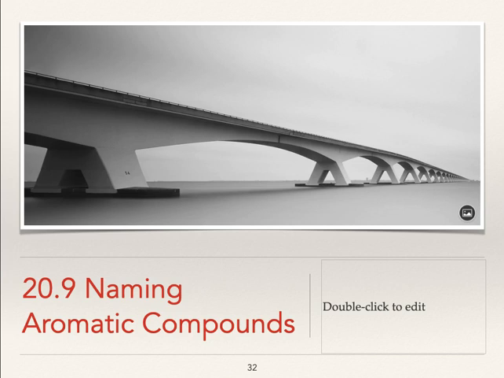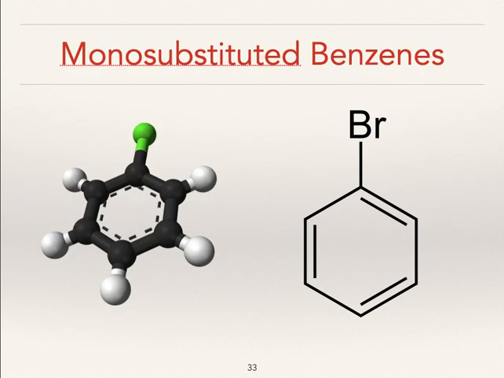Hi guys, in this section we're going to learn how to name aromatic compounds. What we're going to do is take a look at benzene, and you may recall that benzene is made up of 6 carbons and 6 hydrogens. These are mono-substituted. Okay, mono means one, substituted means you take something out and you put something else in its place.